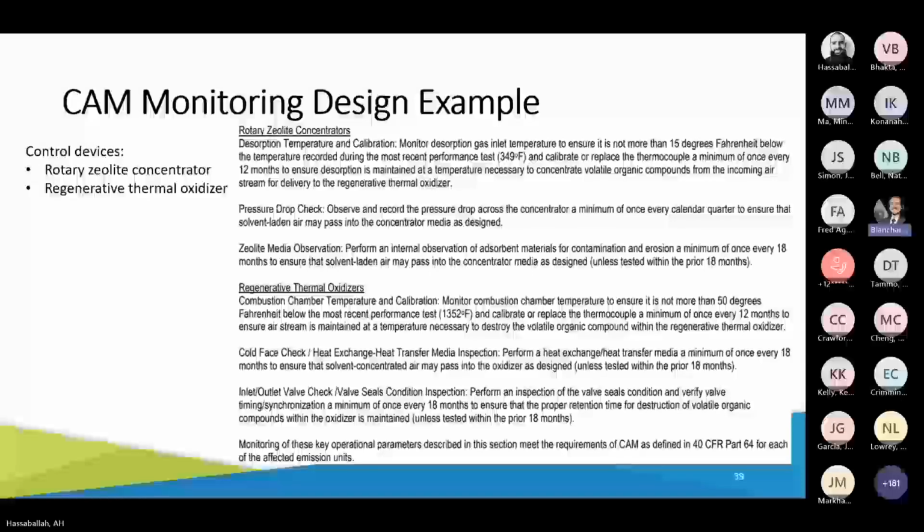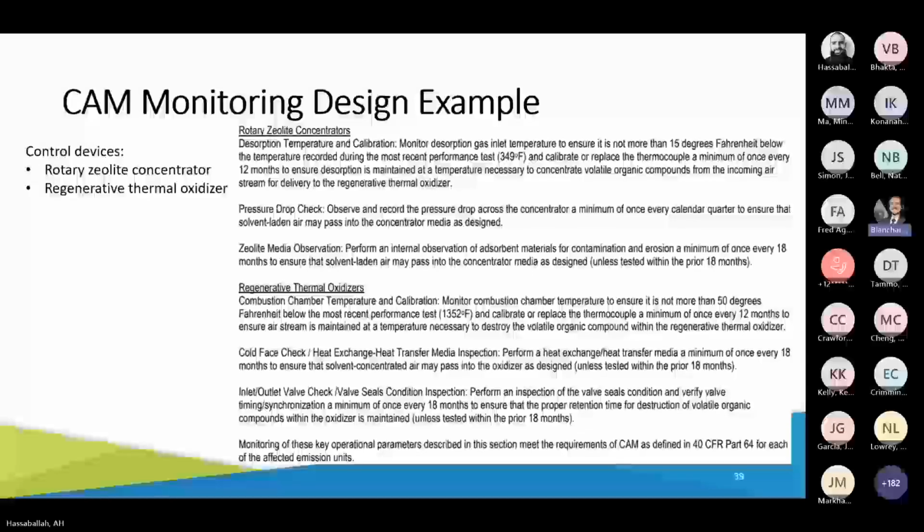We also have a quality assurance aspect where the measuring tool, a thermocouple here, is calibrated and/or replaced a minimum of once every 12 months to ensure that the desorption is maintained at a temperature necessary to concentrate the VOCs from the incoming airstream for delivery to the regenerative thermal oxidizer. We also have a pressure drop check for this control device, where you are observing and recording the pressure drop across the concentrator a minimum of once every calendar quarter. So you have the reporting time there to ensure that the solvent-laden air may pass into the concentrator media as designed, and the control device operates as it should.